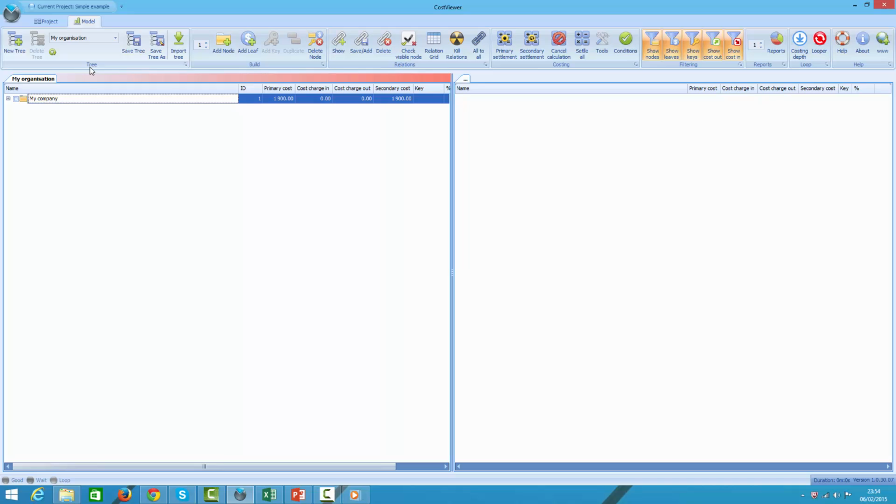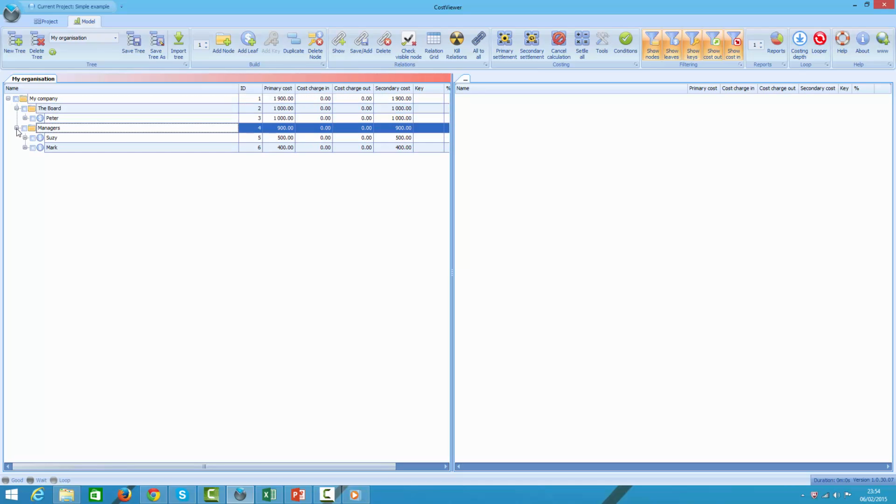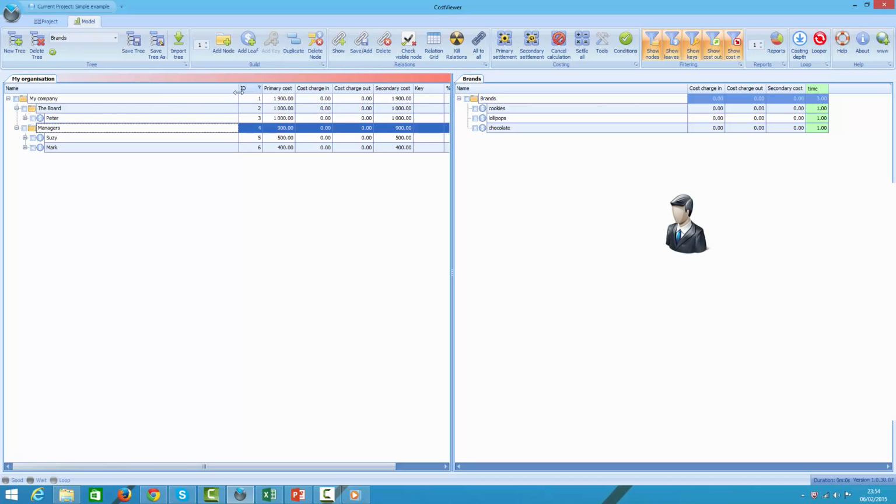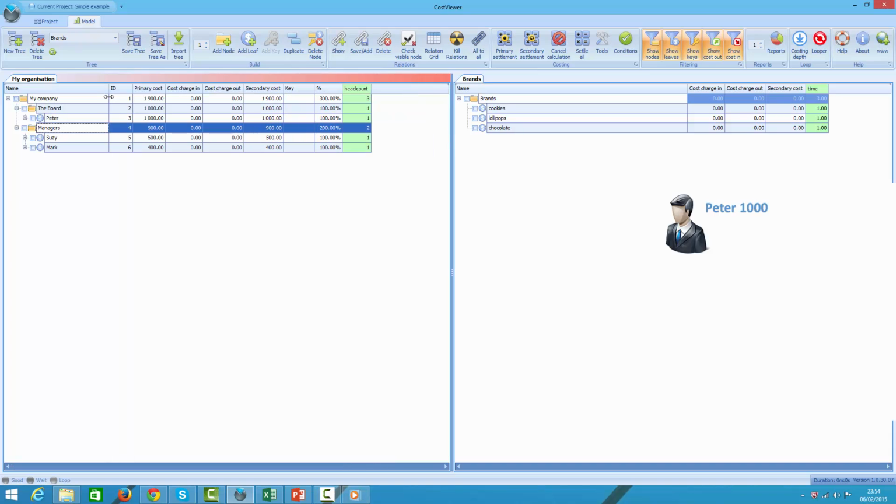Let us consider the following example. There is a marketing company which employs 3 people and manages 3 brands: cookies, lollipops and chocolate. Looking at the left pane, we have the marketing director, let's call him Peter, whose salary is 1,000.